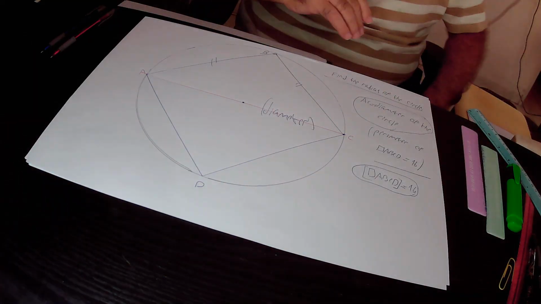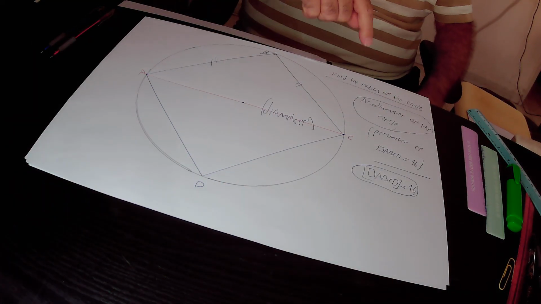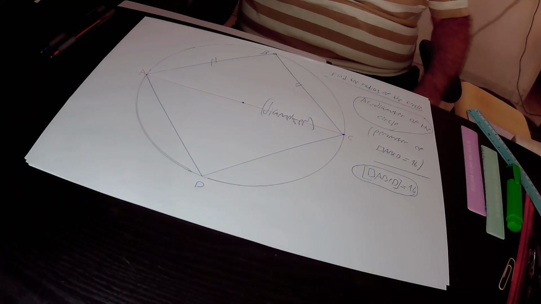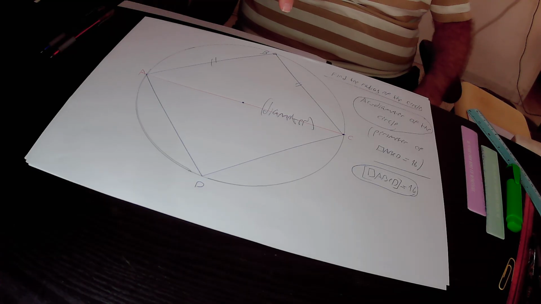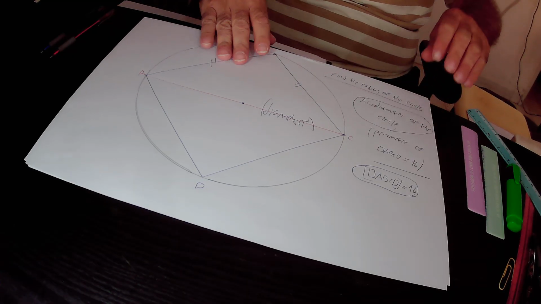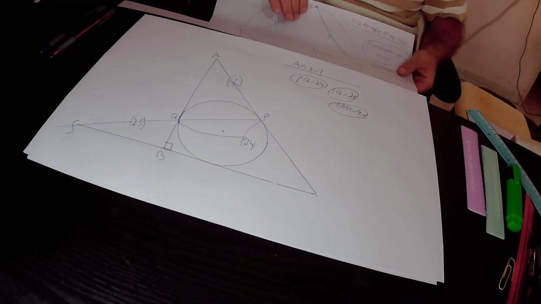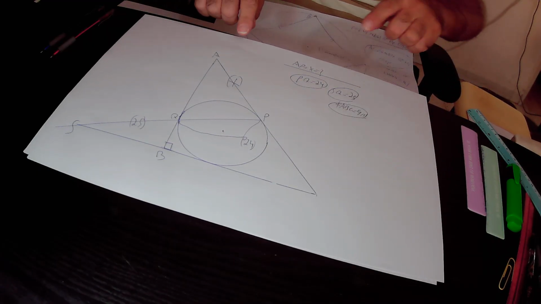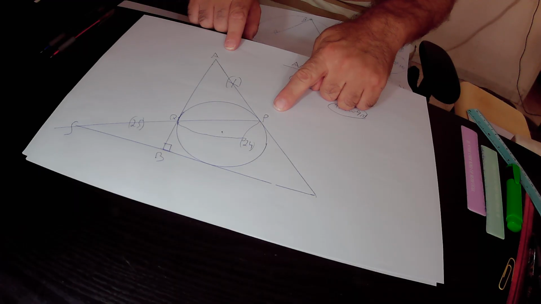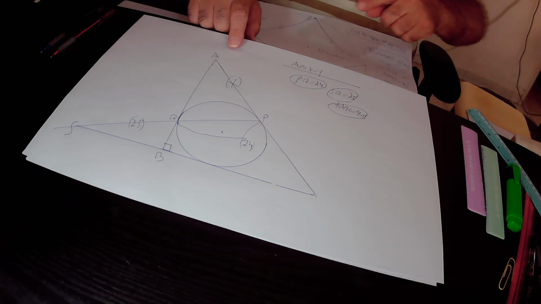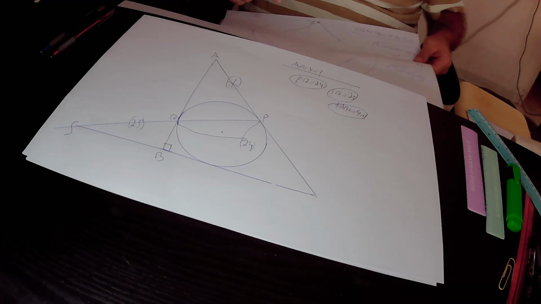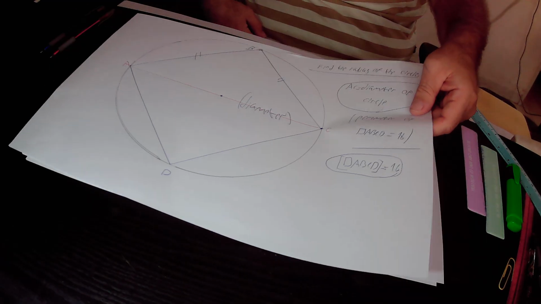Hello, in this lecture I will answer two questions. The first question is to find out the radius of this circle that circumscribes quadrilateral ABCD. And in the second question, we find out the length of this line segment AP, which equals x. We have to find out the value of x. So we start with the first question.